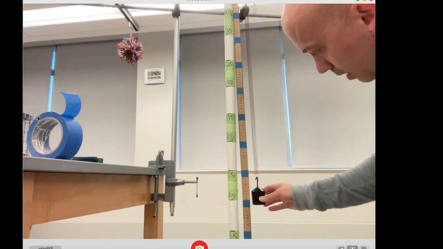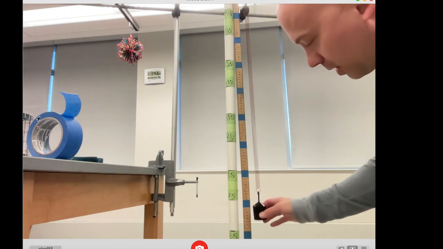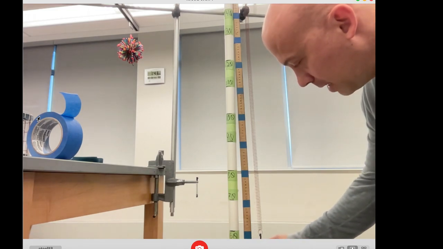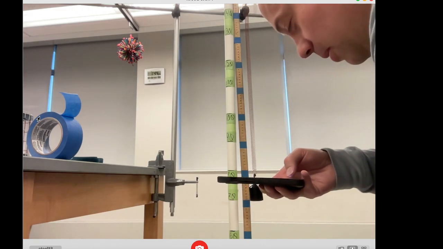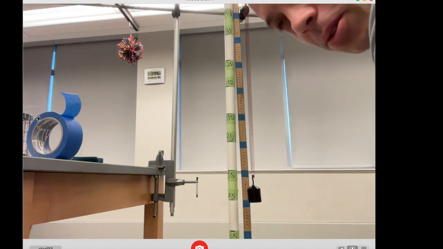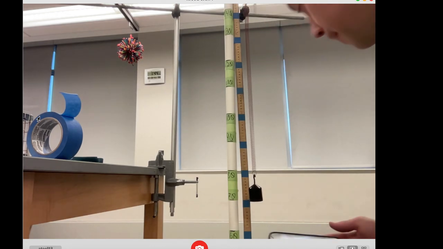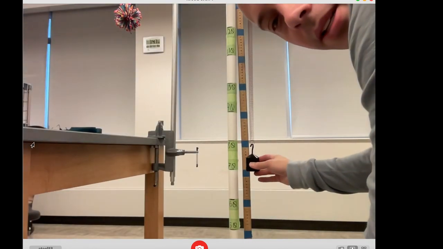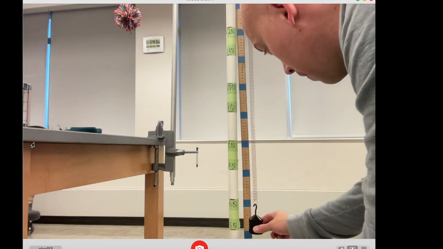I'm going to now pull the 500 gram mass down, and we can do a trial with a 20 centimeter displacement. I'm going to take a picture of the floor so that when I look back at my phone, I'll know where the last trial ended, and now we can start a new trial. Okay, so let's pull the mass down now by 20 centimeters, and we'll put it into motion from there.